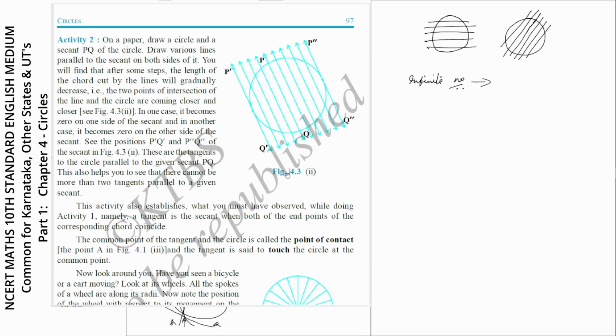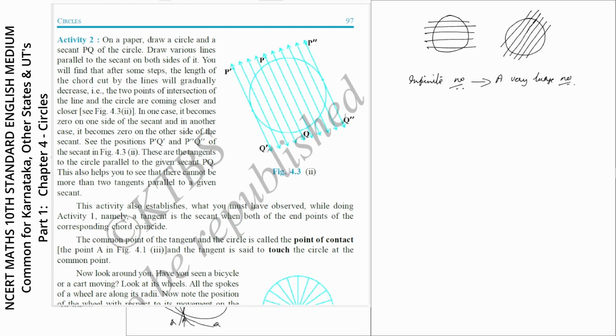What is infinite? What's the meaning of infinite? Infinite means a very large number. Billions, trillions, all these are large numbers. Or you can say it is a number which is so big that it is difficult or not possible to count.